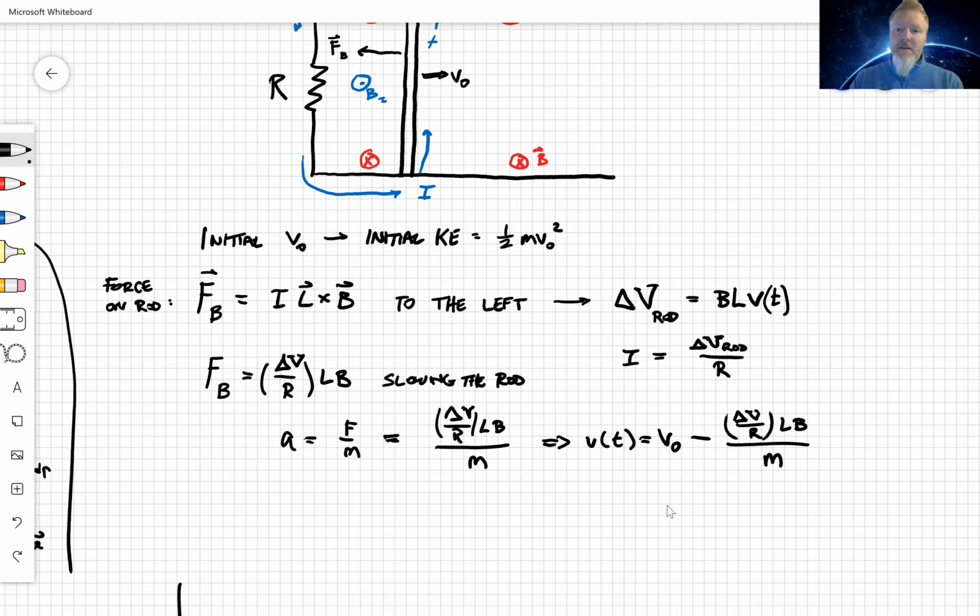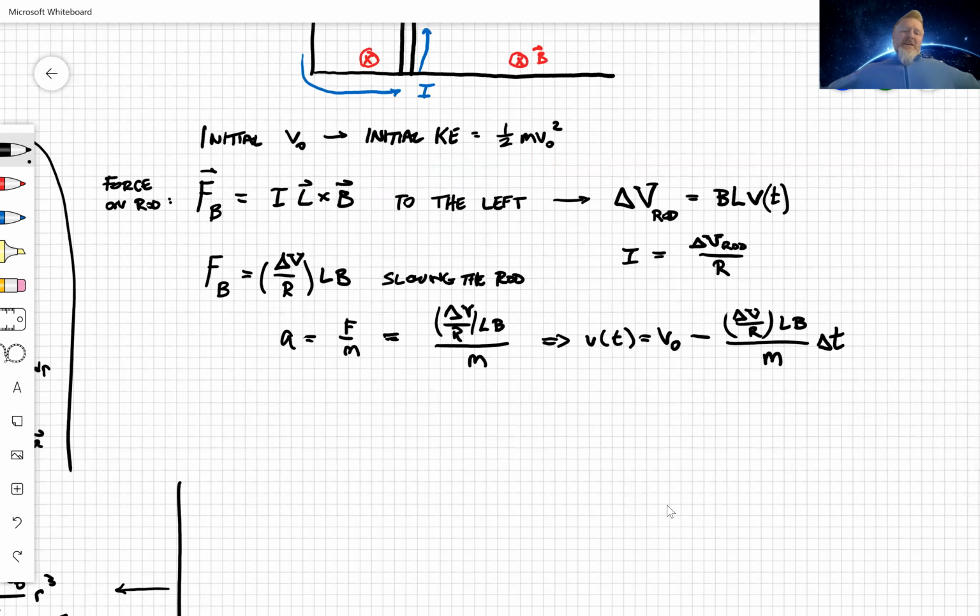So that's what the times T, sorry. There, times T. So anyway, that looks like the acceleration term times time, and that's taking away from the initial velocity, okay? All right, so, okay.